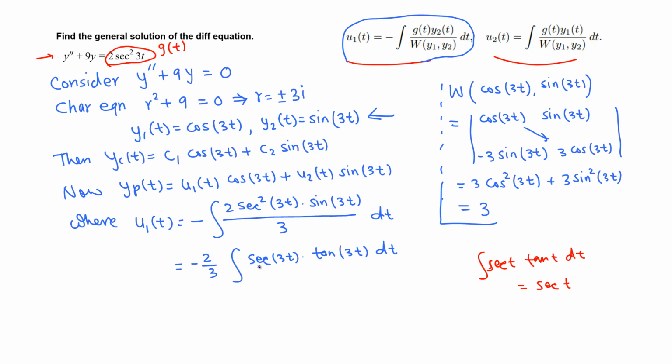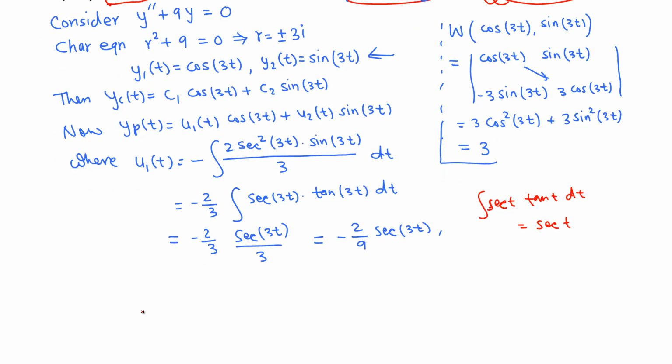Okay, and the derivative of secant is secant tangent. We have 3, so when we integrate we need to divide by that 3. So this is the same as now negative 2/3. The antiderivative of secant tangent is just secant, but this 3 we divide by 3. When we differentiate we multiply by that 3, but in this case we divide by 3, which gives negative 2/9 secant 3t. Okay, that's u1, and using the second formula given on the top here, now we find u2.